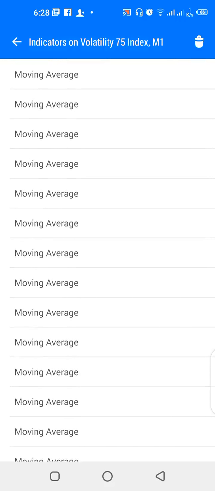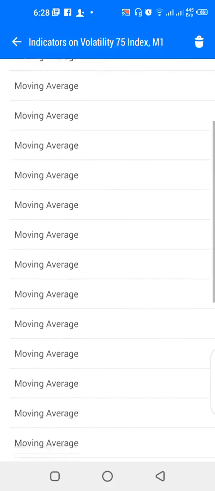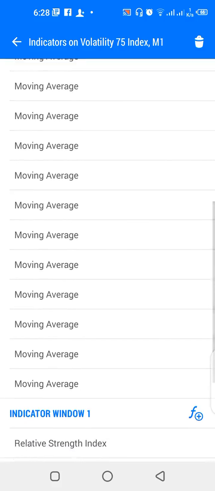1, 2, 3, 4, 5, 6, 7, 8, 9, 10, 11, 12, 13. 14, 15, 16, 17, 18, 19, 20. 20, 19, 18, 17, 16, 15.